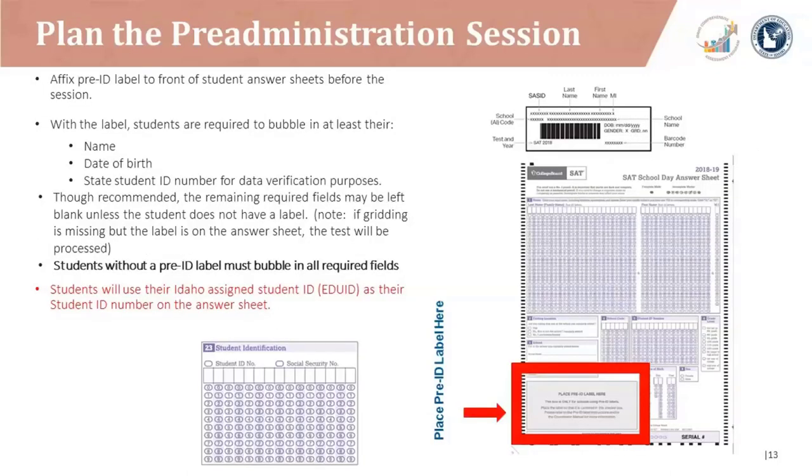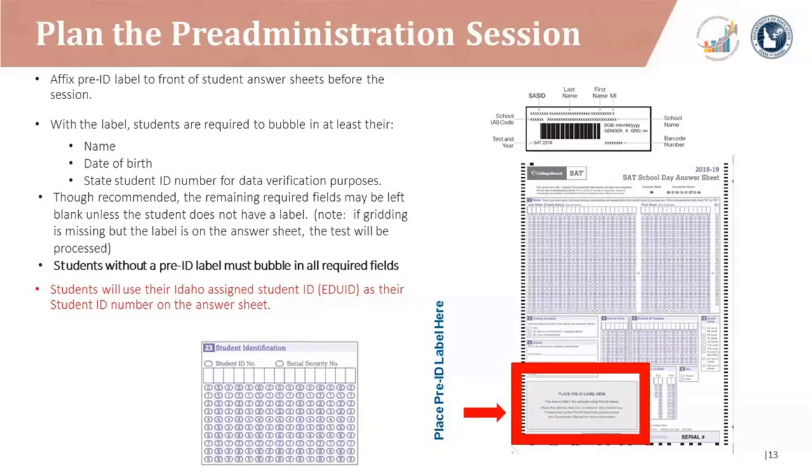With the label, students are required to bubble in at least their name, date of birth, and their Idaho assigned student ID or their EDU ID number for data verification purposes. Though recommended, the remaining required fields may be left blank unless the student does not have a label. If gridding is missing, but the label is on the answer sheet, the test will still be processed.